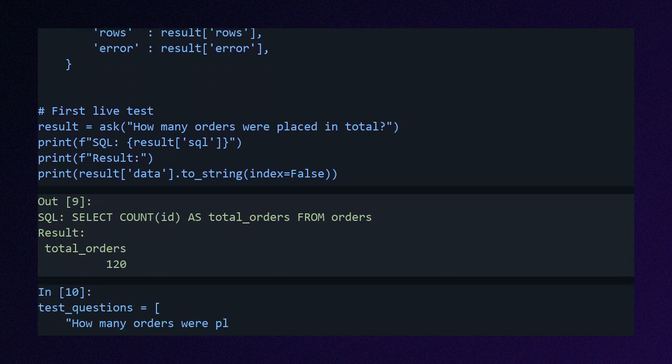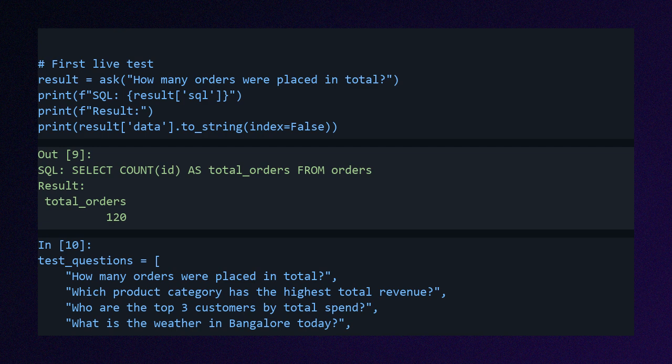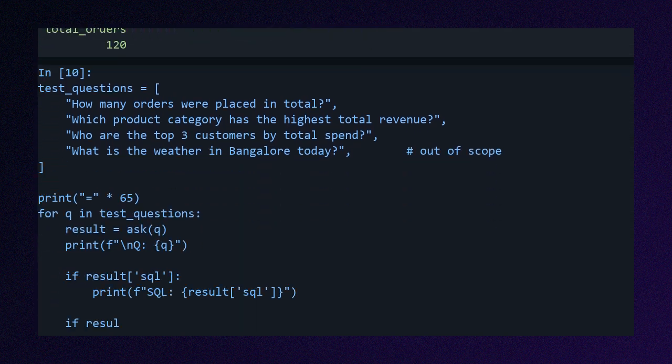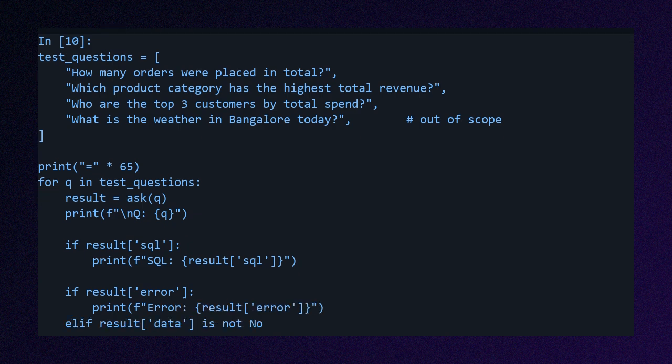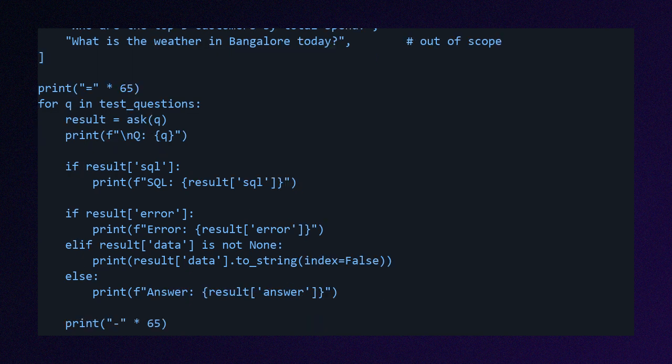Four questions. Each tests something different. The first is a simple aggregate, just count. The second requires a join across two tables and a group by. The third needs a join across all three tables, an aggregation, and an order by with limit. The fourth is completely outside the database, watch how the bot handles it. A bot that answers confidently from the wrong source is worse than useless. This one says exactly what it cannot do and why.